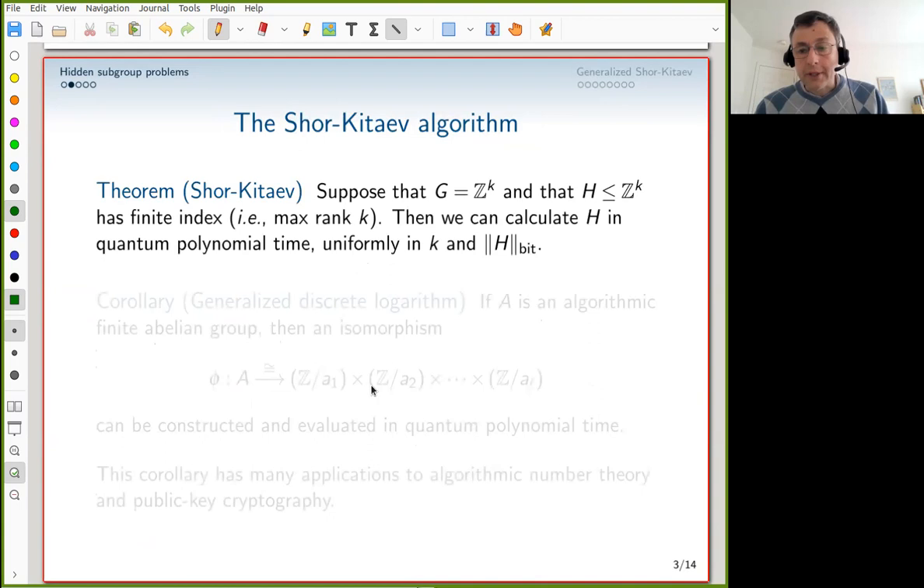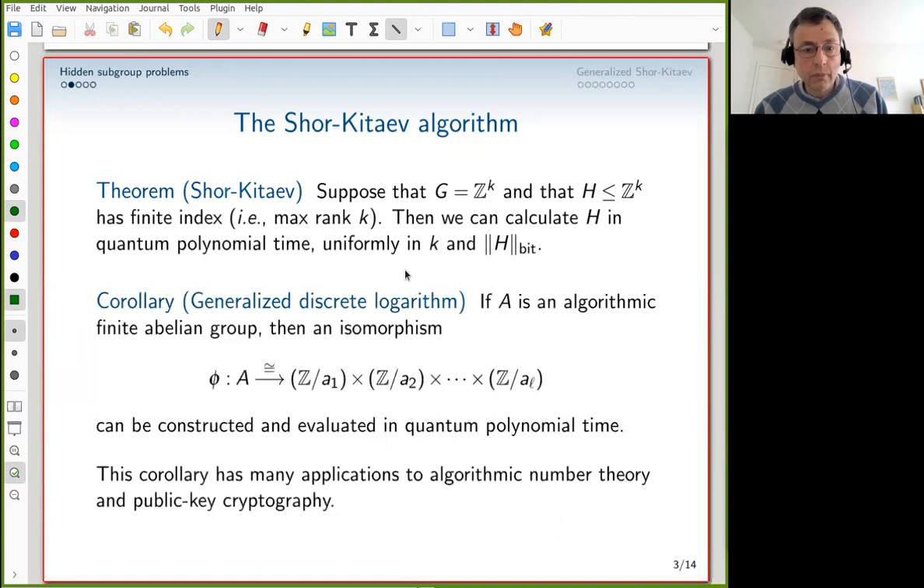Now, one of the spectacular cases, which this talk is related to, is the case when G is Z to the k, so that's additive, and the hidden subgroup H has some finite index. In other words, it's not just periodic, but periodic with maximum rank. Then the theorem of Shor, refined and extended a bit by Kitaev, is that you can calculate the hidden subgroup in quantum polynomial time, in other words, in the complexity class BQP.